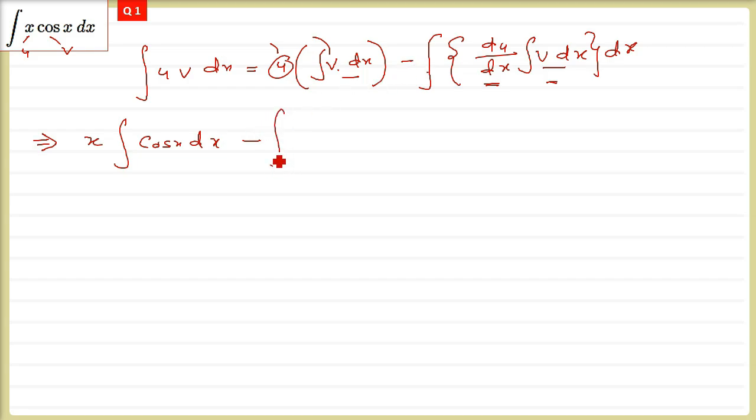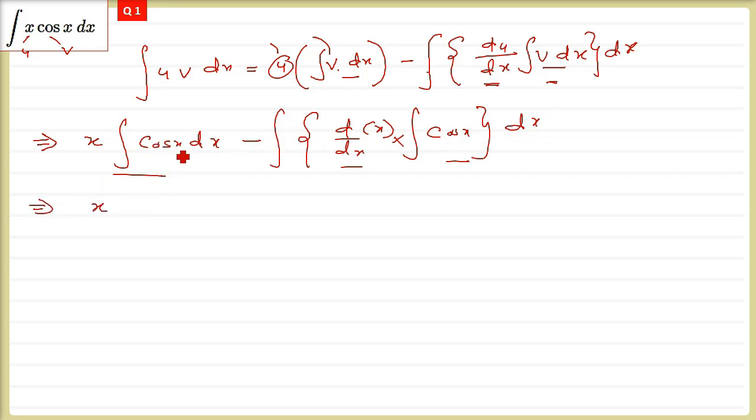Minus, now integration, and this is du by dx. What is du by dx? It's d by dx of x, the first function. Then the integration of v dx, as I told you, the same thing will come here. So integration of cos x dx, which is in the first term, will come entirely like this. And these two will be multiplied. That is, the differentiation of x and integration of cos x will be multiplied, and then the final result will be integrated.